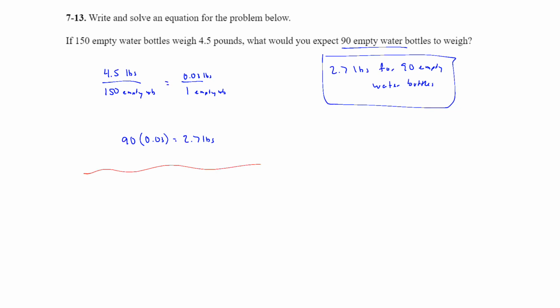To show you an alternative way maybe to look at this, we could set up what we call a ratio and a proportion, similar to what I did on the top, but instead of doing the 4.5 and dividing by the 150 and figuring that out individually, we could say we don't know how many pounds 90 water bottles weigh. So we could set it up like this and then multiply and solve that equation that way too. So either way is fine.